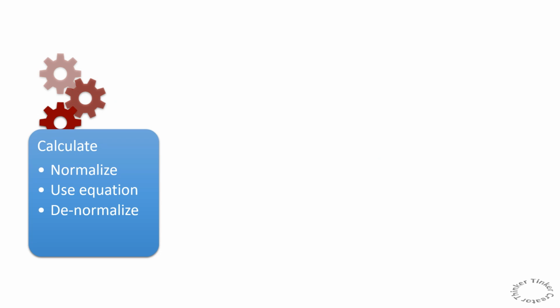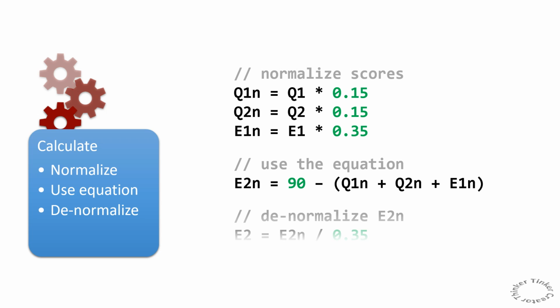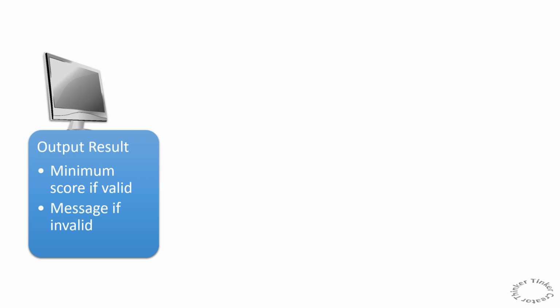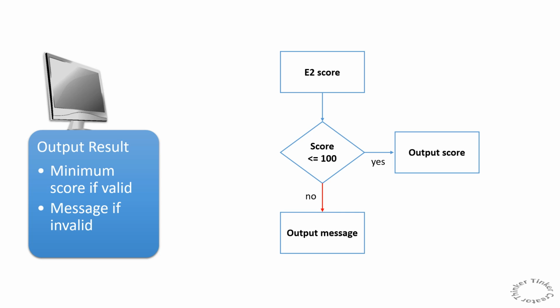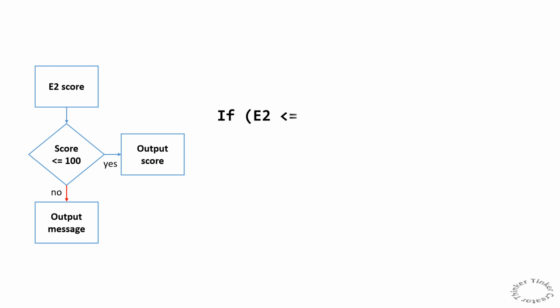Now we move on to step 2. We've already done the heavy lifting during the problem analysis phase. So this step is quite simple. In step 3, we want to output the score only if it's valid. A valid test score is 100 points or smaller. If the calculated score is larger than 100, there is no way to get an A in the class. And here's the pseudocode.